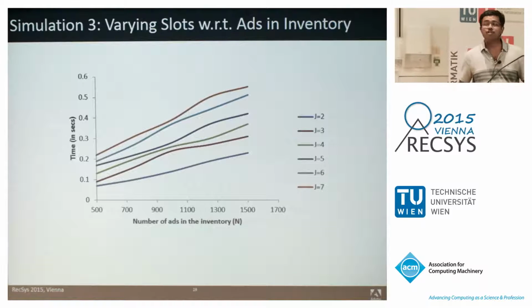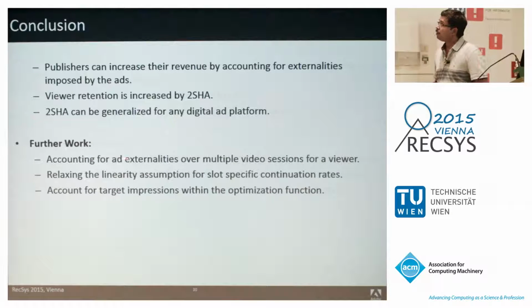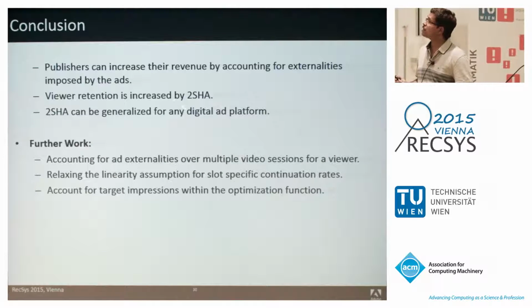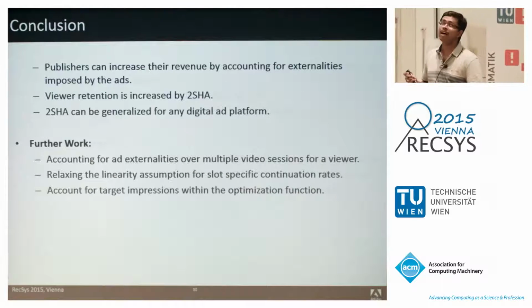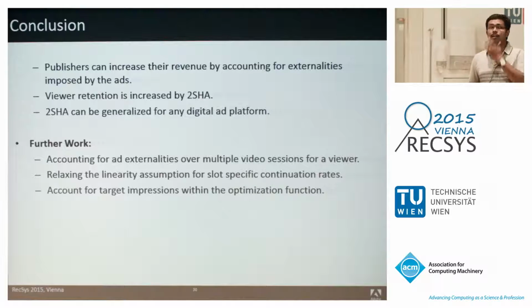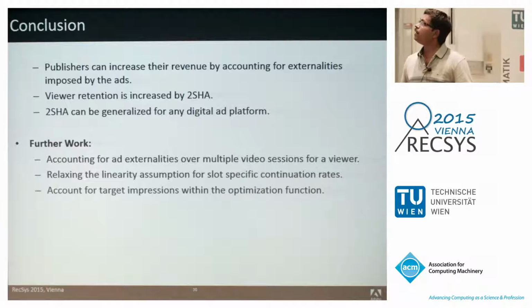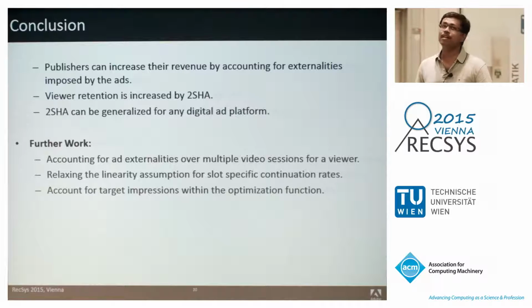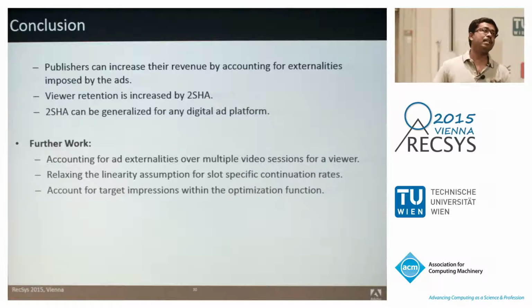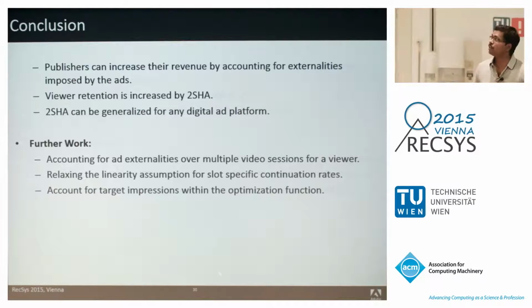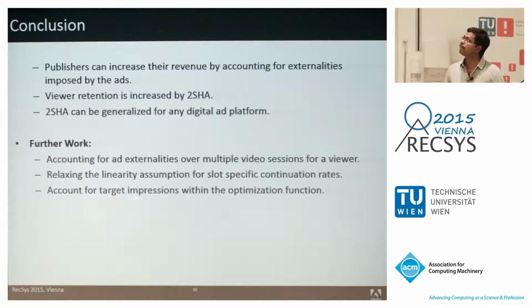So that brings us to my conclusion. What we have shown here is that publishers can increase revenue by accounting for ad externalities. Viewer retention is tremendously increased, and finally, this particular algorithm can be generalized for any digital ad platform with some modifications. But of course, there are a lot of things that we have to take care of.